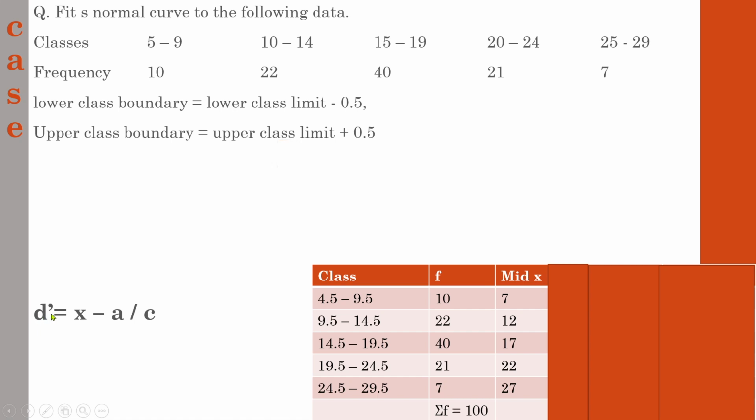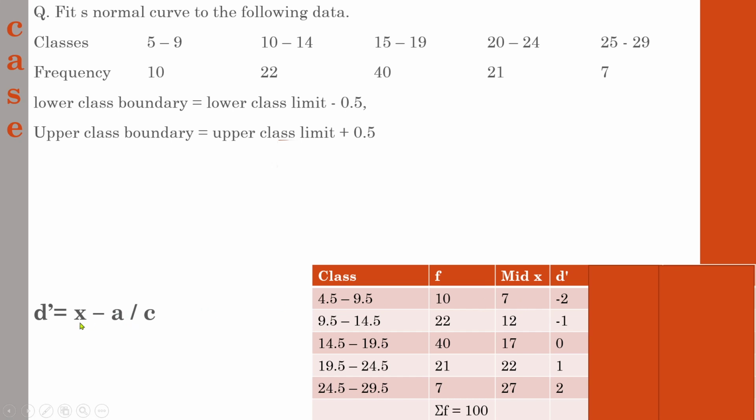D dash, otherwise known as signless d. Signless d can be obtained by the equation x minus a divided by c. Here x means each of the middle values, a means assumed mean and c means class interval. It's another method for finding the mean. So next one, d dash. D dash means x minus a divided by c.